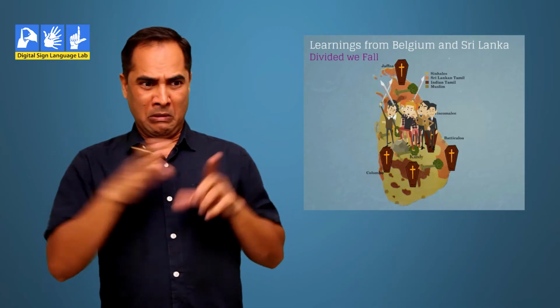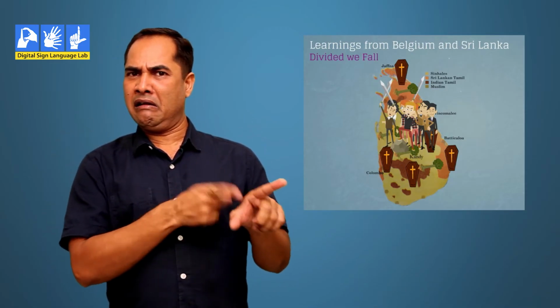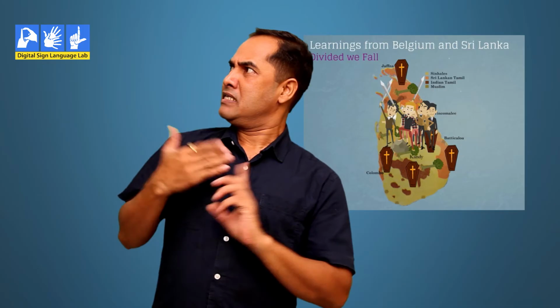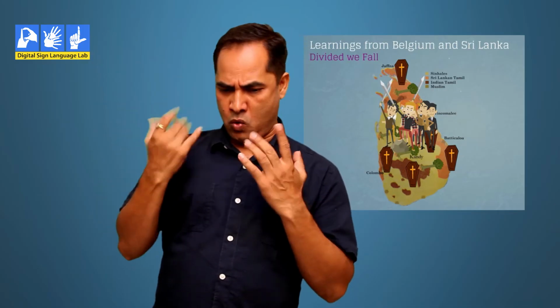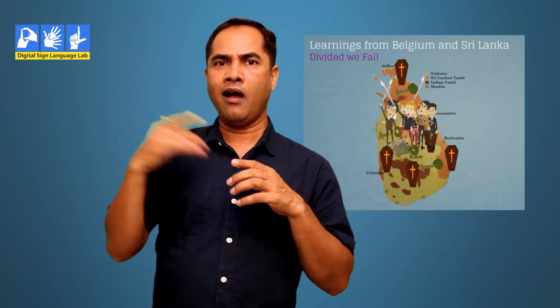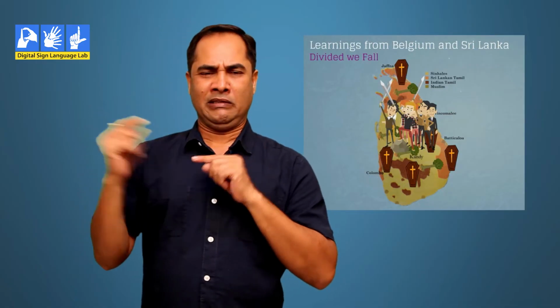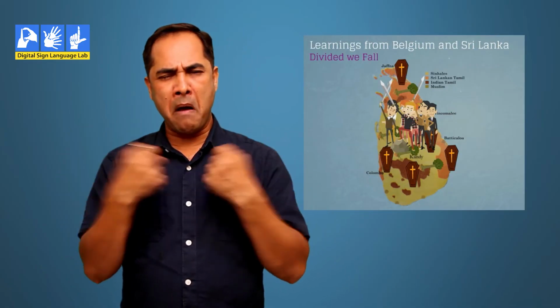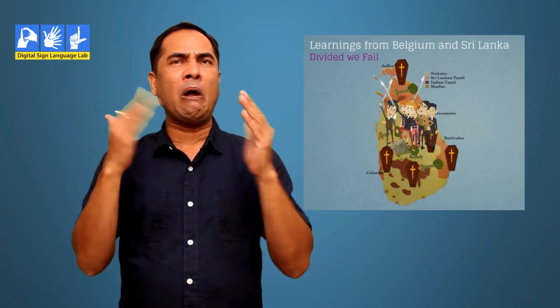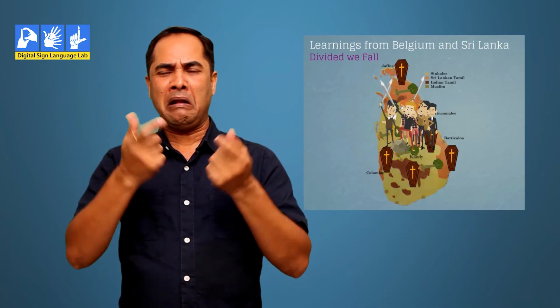On the other hand, in Sri Lanka, the majority group wants to impose its will on the minority, and the minority feels discriminated and revolts against it. There is no mutual respect, which leads to civil war and massive damage of property and human lives.